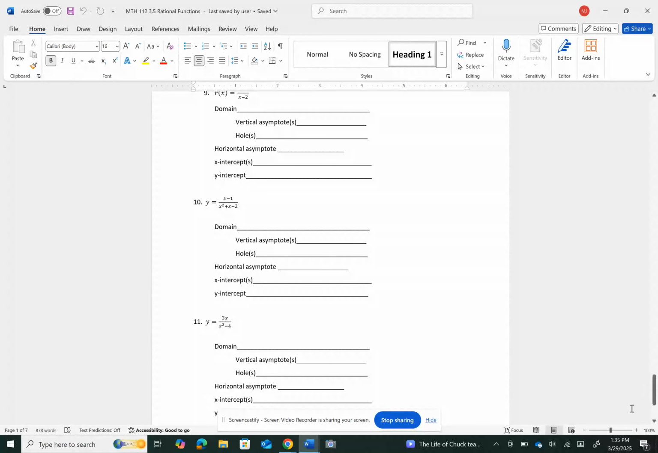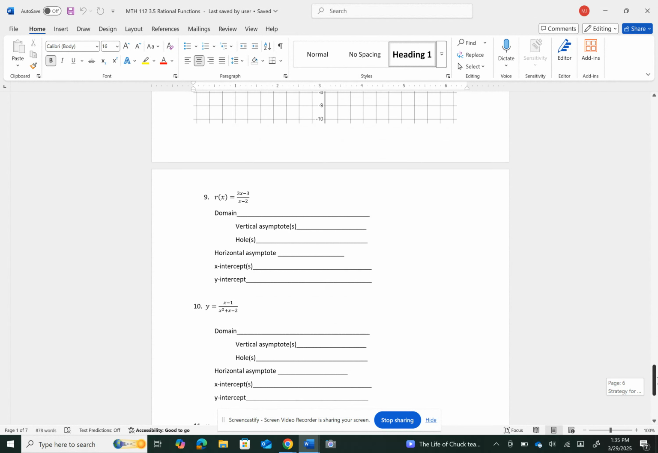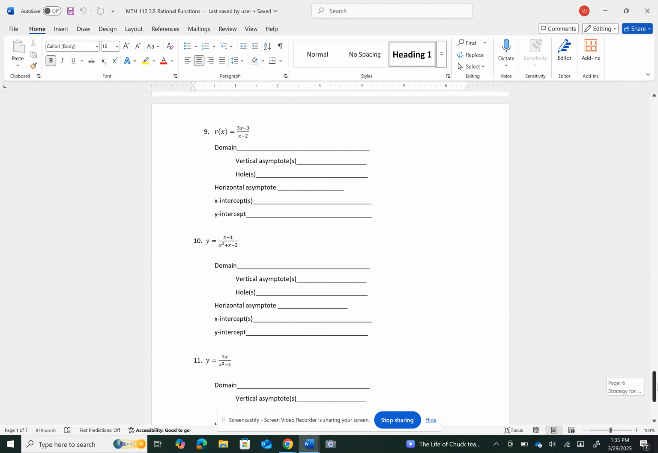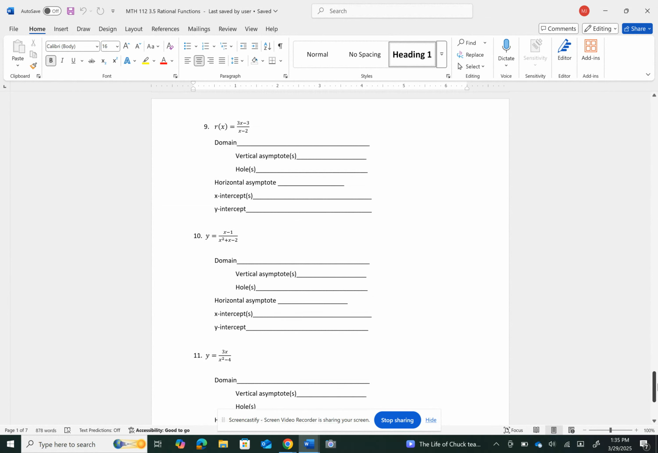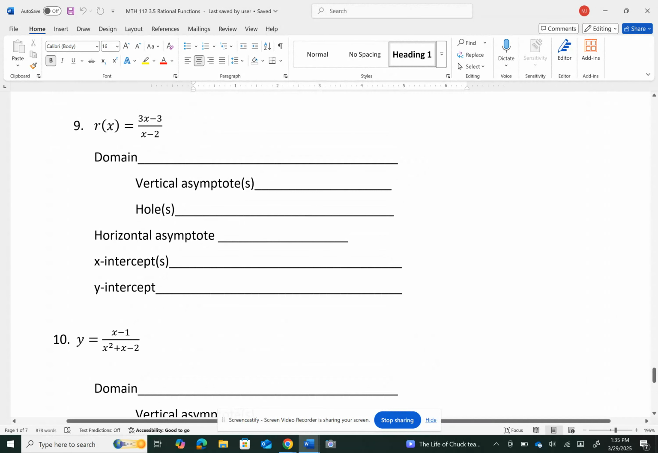Now let's work through some examples from 3.5 rational functions. We'll have done the rest of it in class. All right, so I've got just a few examples that allow us to kind of run through the situation.